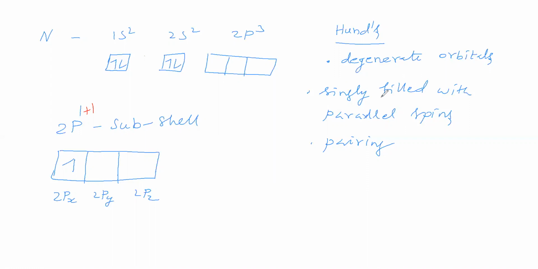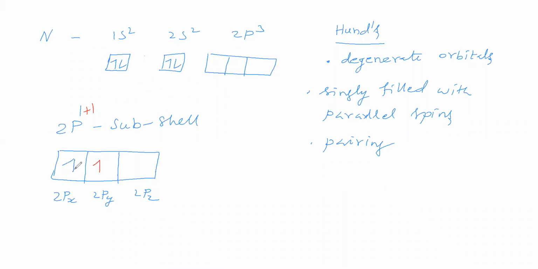Singly filled in the sense, for this orbital one electron we have given. So the second electron should go to another degenerate orbital, not in 2px, because singly filled first. That is a rule. So the second electron you give to 2py, or otherwise 2pz you give. Don't give to 2px. By convention 2py, not 2pz. In 2py, you can give that another electron as parallel spin.